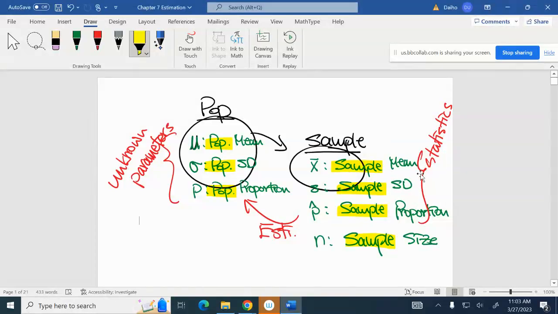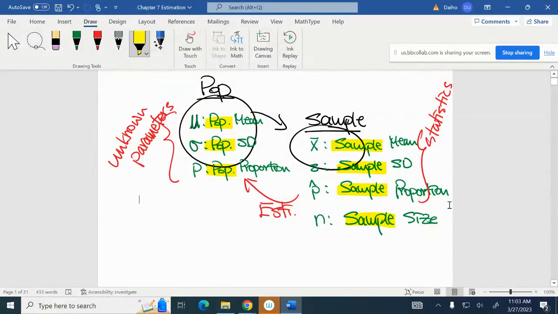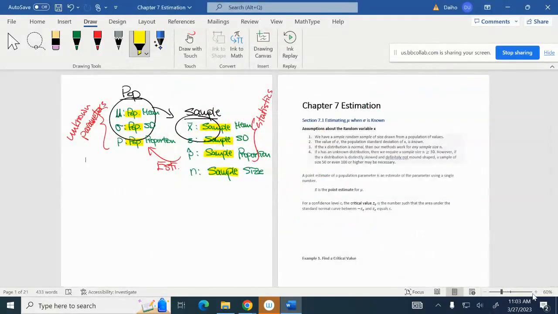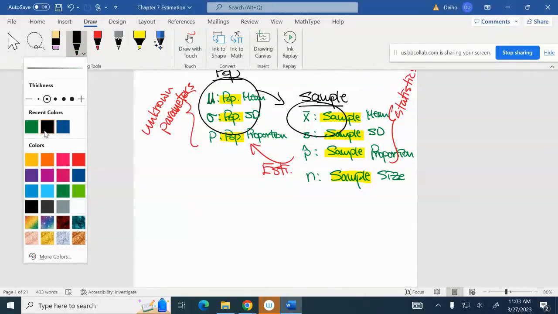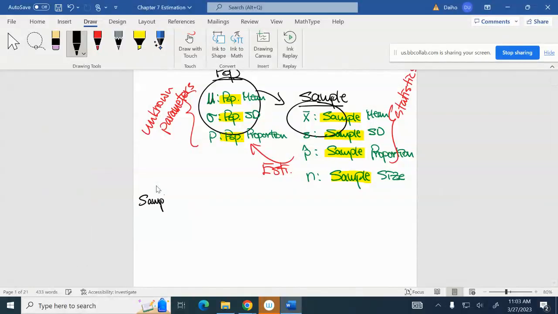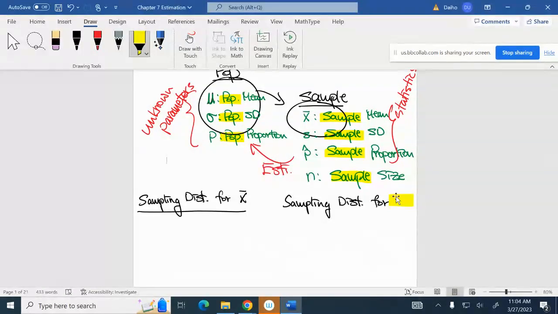So we discussed the two sections. One was from the sampling distribution for the sample mean. And the other one was for the proportion. Yep, let me copy the sampling distribution. Let me take the left one.